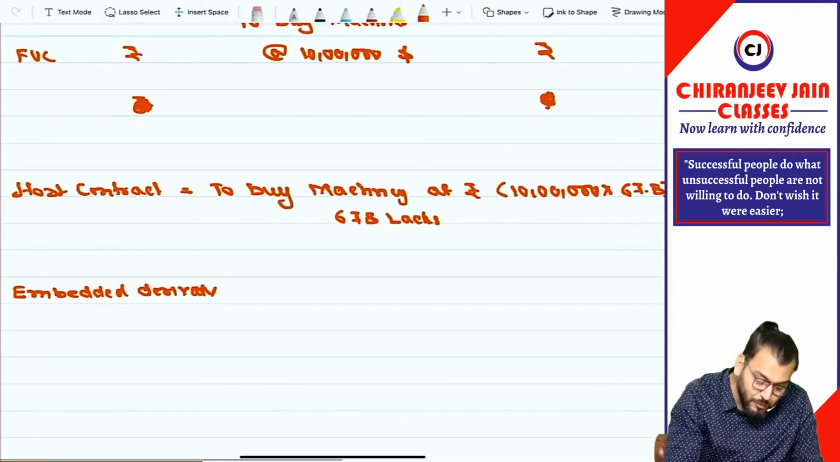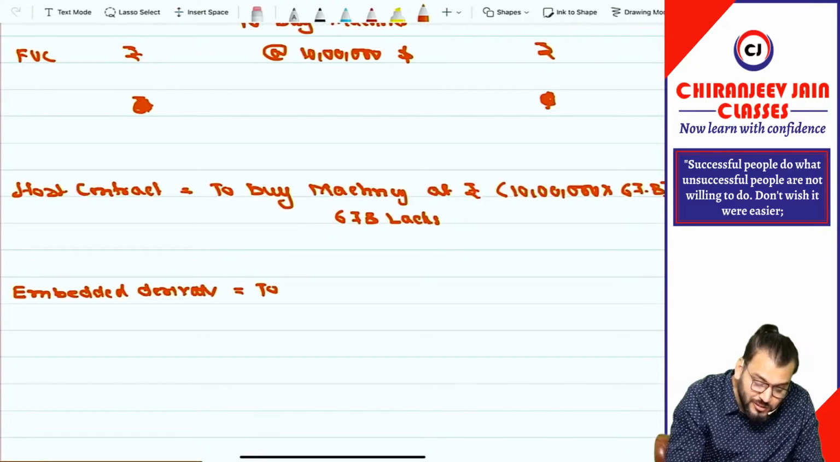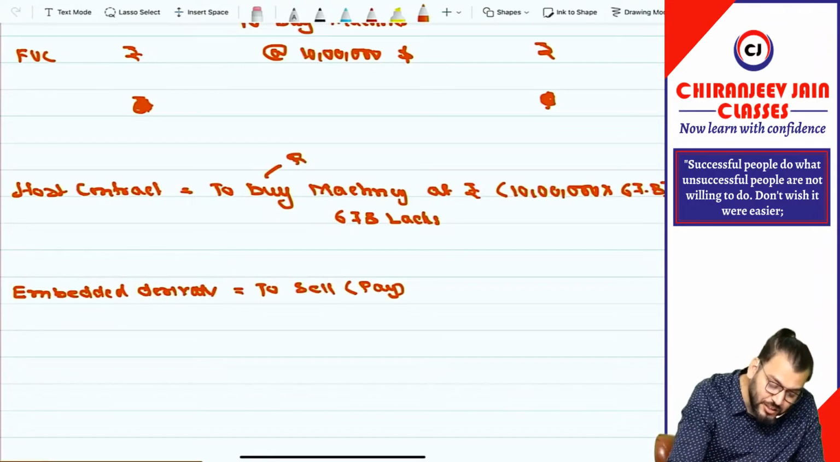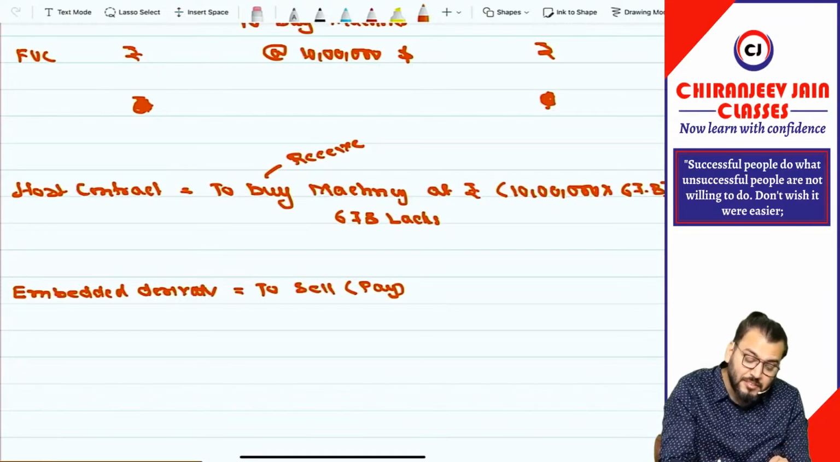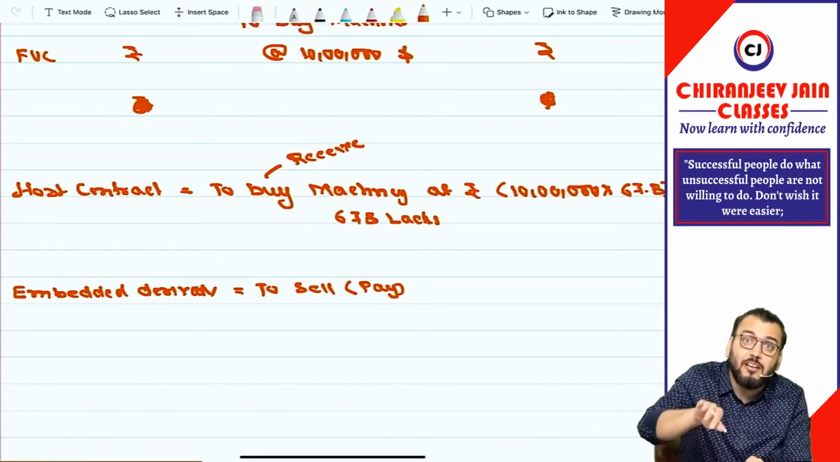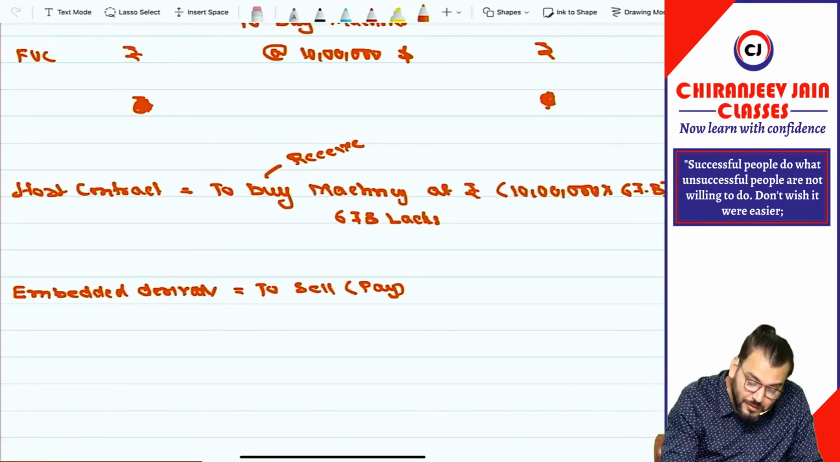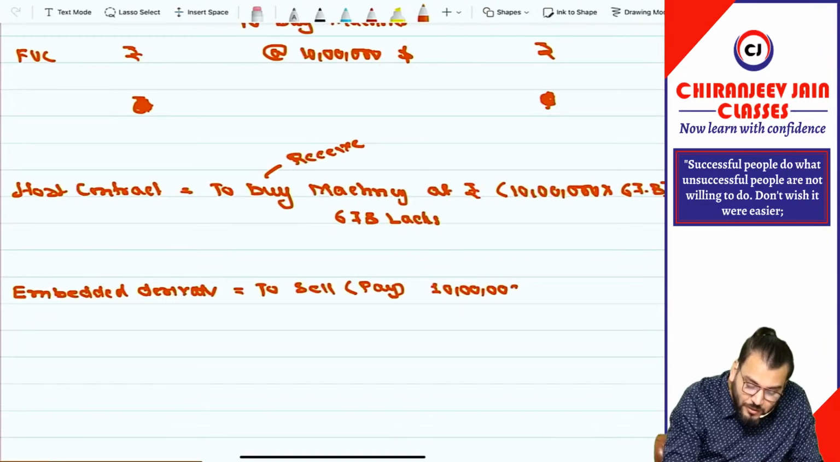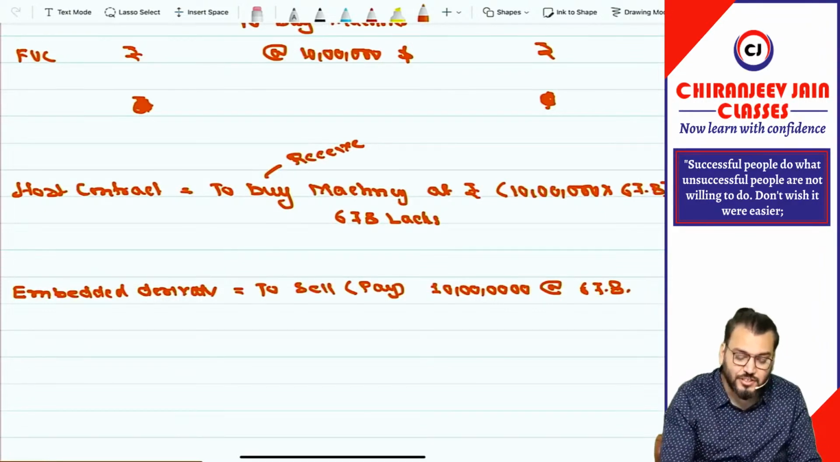So what is the embedded derivative? To sell means pay now. When I am saying buy, it means receive. So to receive machinery and to pay dollar means to buy machinery and to sell dollar. Now, to sell, can I say 10 lakh dollar? 10 lakh dollar at the forward rate only, so at 67.8.